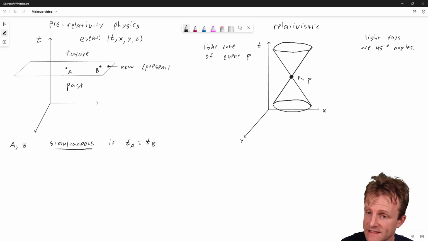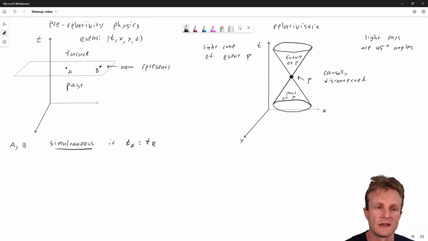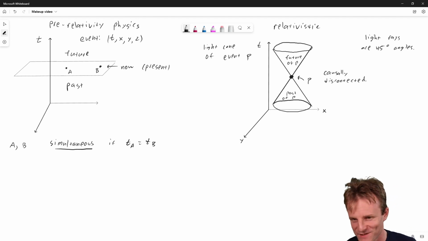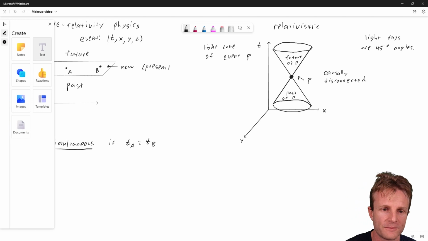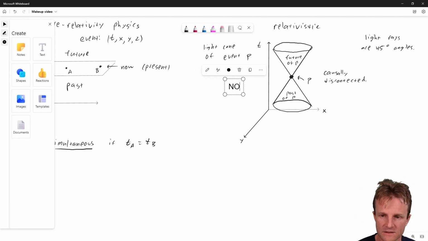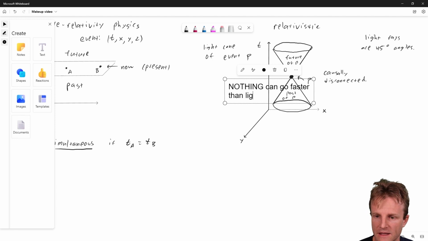And then inside the light cone, this is the future of P. This is the past of P. And everything else is, we're going to say, causally disconnected. Now, why do I say that? That's because of a property of the universe, which, again, physicists were dragged kicking and screaming to. They didn't just say, oh, it must be so. Experiments, in effect, proved it so. The property of the universe is that nothing can go faster than light.